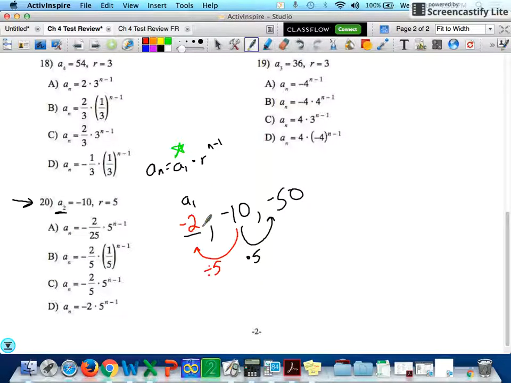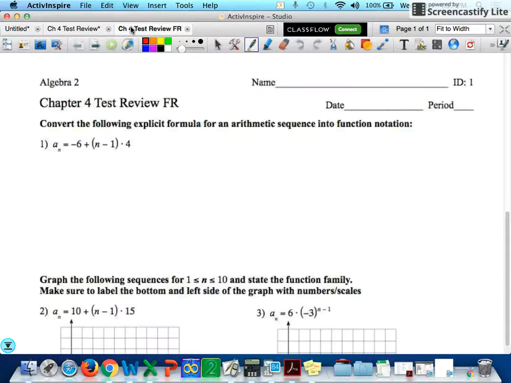With that information in hand, I know it goes right here into the formula. A sub n equals negative 2 times our ratio, which was 5, raised to the n minus 1 power. And there we go. It's got to be D. Okay? Moving on to the free response section.